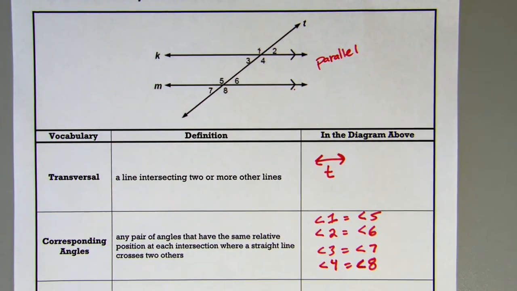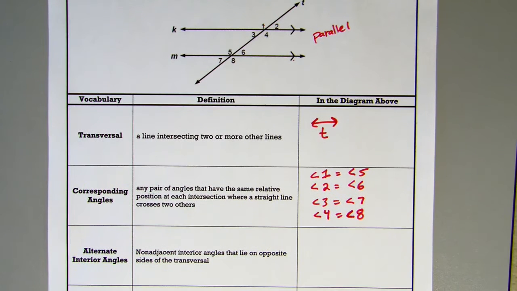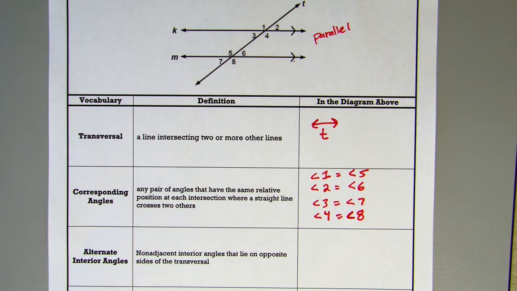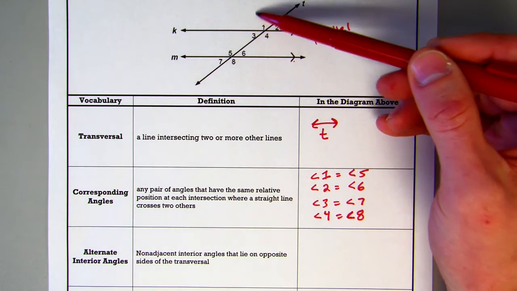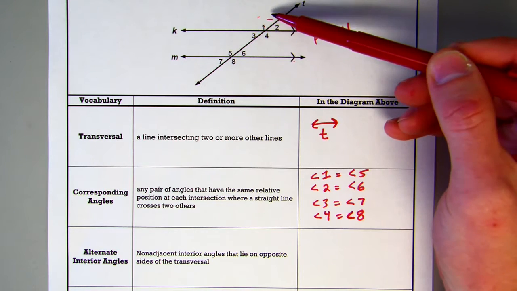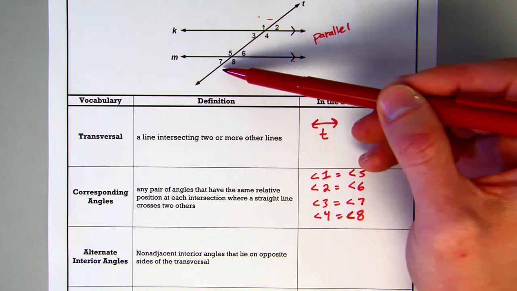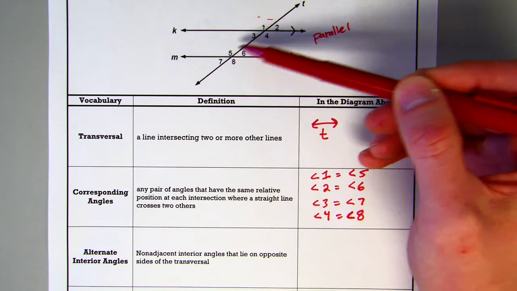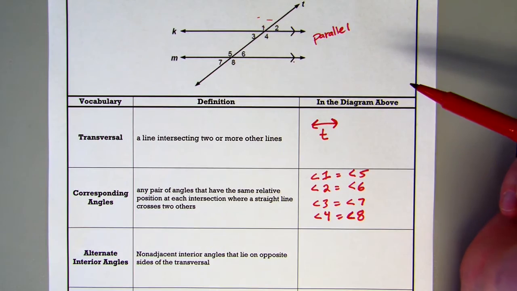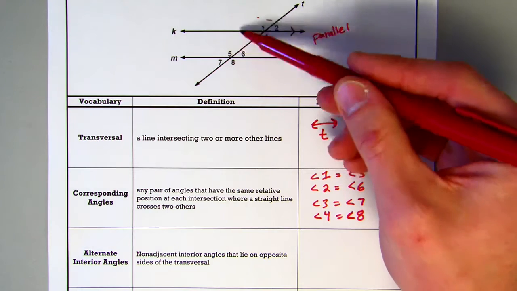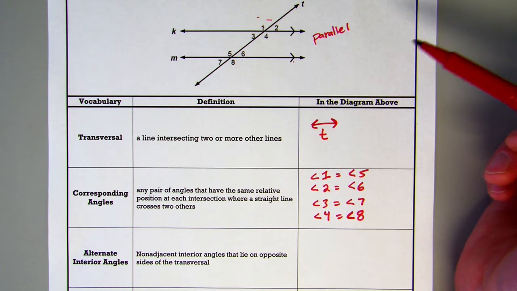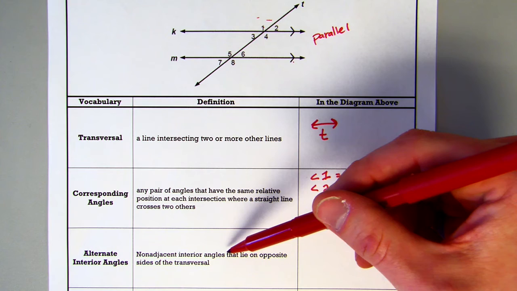All right, the next word for us is, let's zoom out a little bit, alternate interior angles. These are non-adjacent interior angles that lie on opposite sides of the transversal. If we look at K and M here, the ones on the outside, above K, are our exterior angles. The ones below M are our exterior angles. Everything in the middle, this 3, 4, 5, and 6, those are our interior angles. They're inside, kind of trapped, I guess you could say. They're in between K and M. That's why they are interior. So these are non-adjacent interior angles, and they're going to be equal as well.